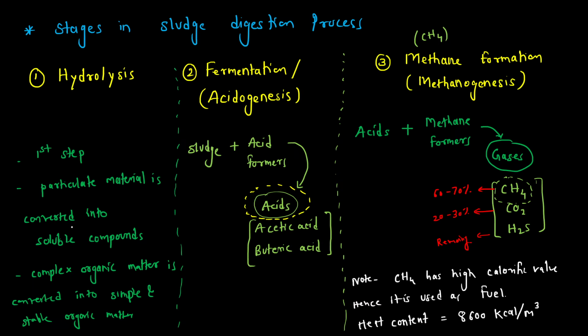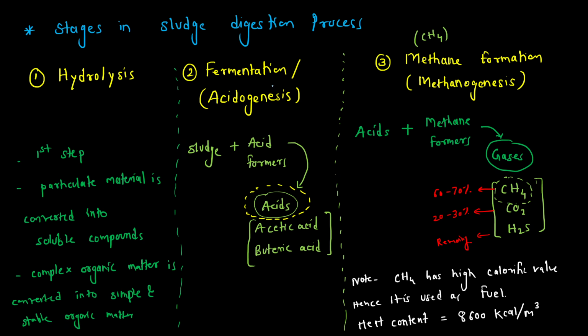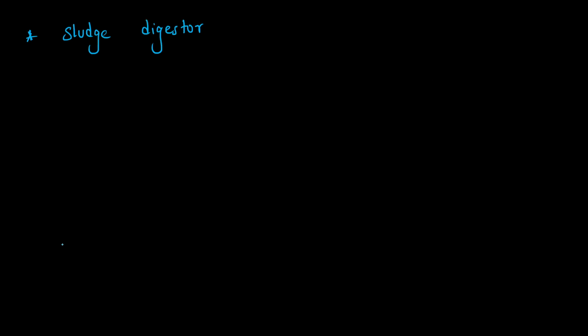So these are all the stages in the sludge digestion process. All these processes occur in an equipment which we call a sludge digester. In this sludge digester, hydrolysis, fermentation and methane formation occur. We'll write about this sludge digester in short. This sludge digester is an airtight, watertight anaerobic reactor.